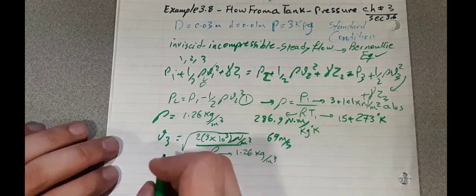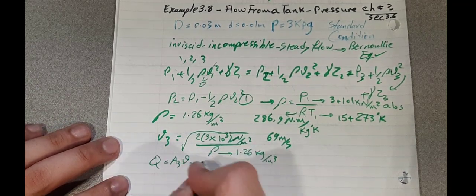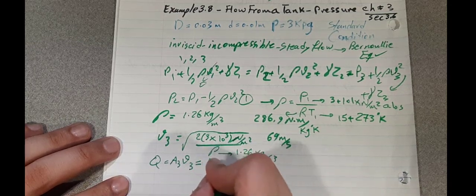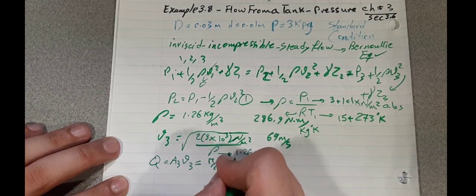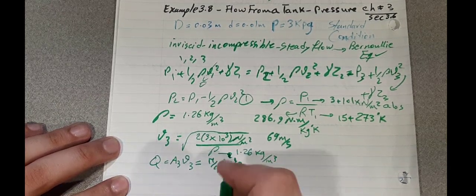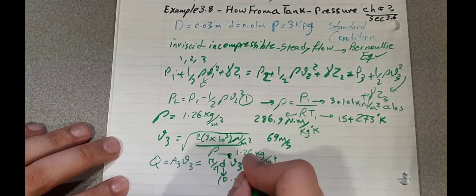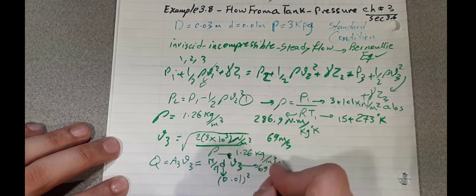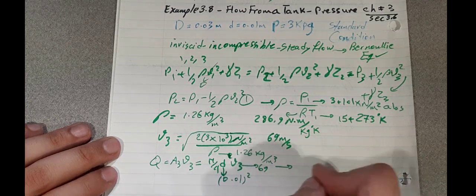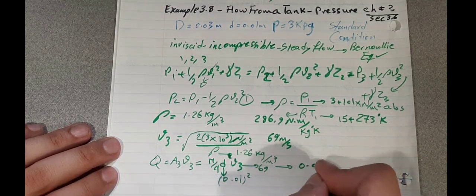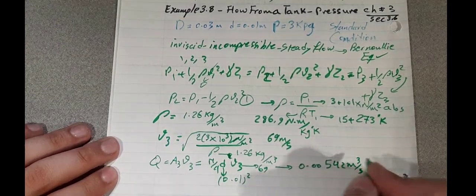From the continuity equation for point 3, we have the total Q as A3 V3, which is π/4 D to the power 2 V3. This is 0.01 to the power 2, and this is 69. So we have the flow rate as 542 cubic meters per second.